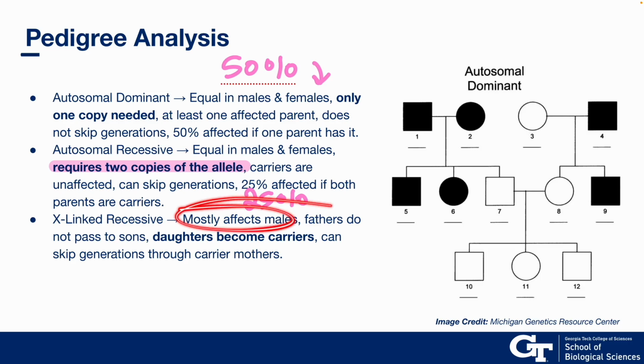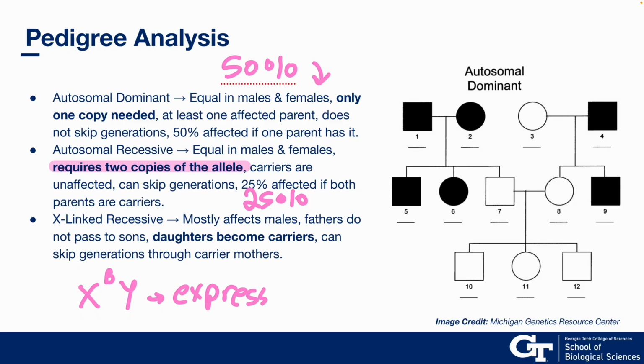Why? Because males only have 1 X, so whatever version of the X they inherit, they're going to express that gene, right? And that means that daughters can carry it. For example, in a male, if you have X with the bad gene, and Y, you're going to express it. But in a female, you can have an X with the bad gene and then an X without it, and you're going to be a carrier.